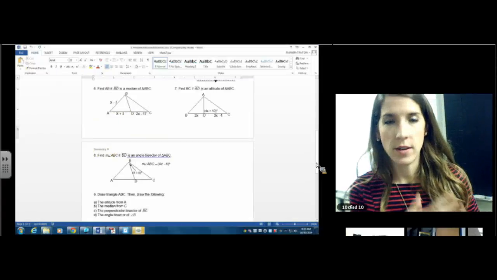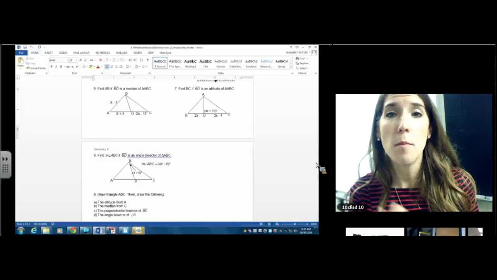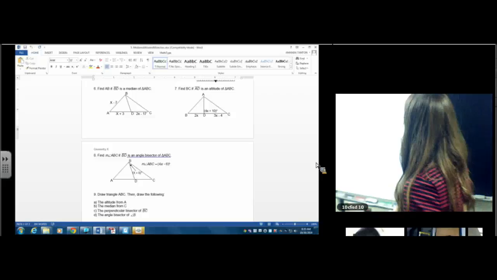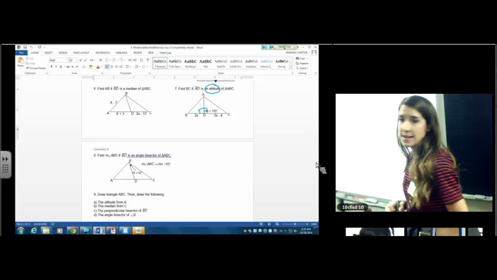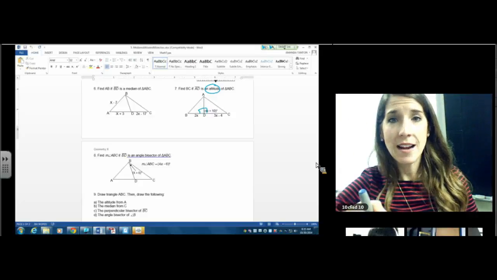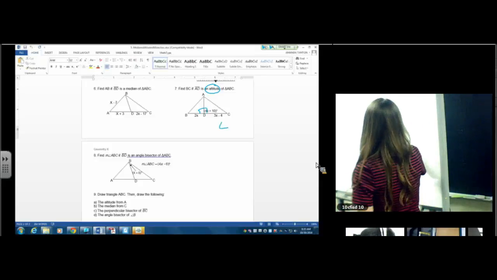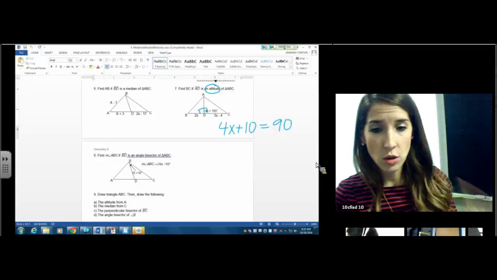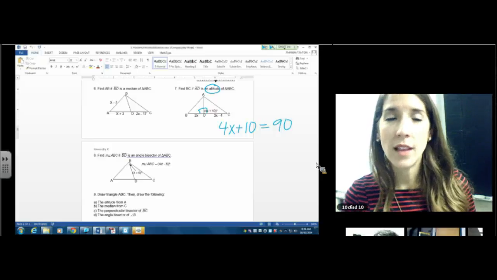Every time, on number 7, every time we tell you what kind of special segment we have, you must add markings to your picture. Every segment has certain markings that it goes with. So on number 7, AD is an altitude. So for an altitude, you would add 90-degree angles, because an altitude is the segment from a vertex to the line containing the opposite side, perpendicular. So what I would do to start this problem is 4x plus 10 equals 90. You would not set 2x equal to 3x minus 4. Nope, because an altitude is not a median, unless it's isosceles.